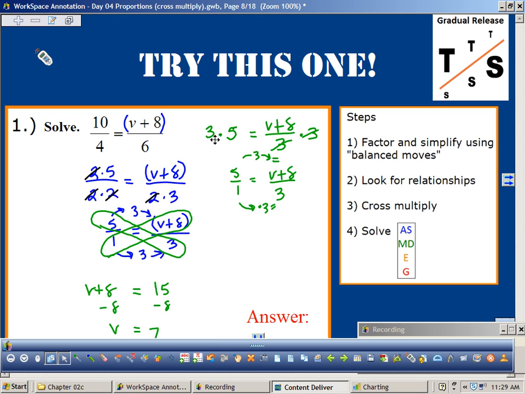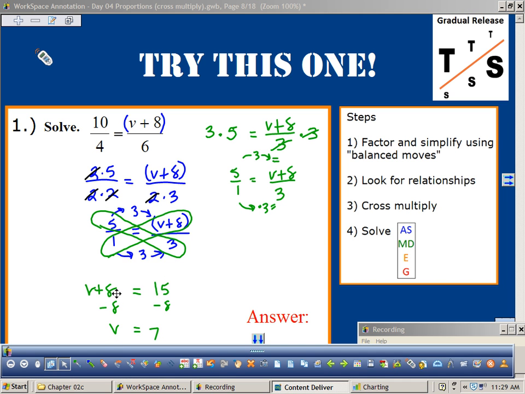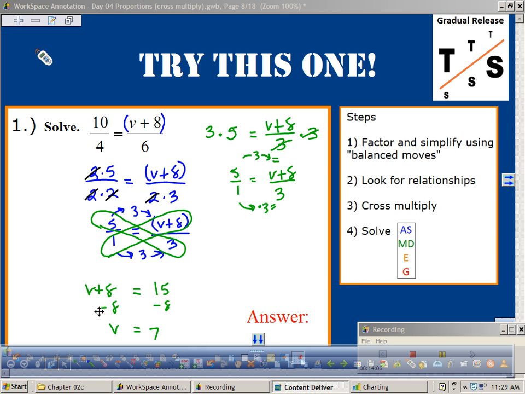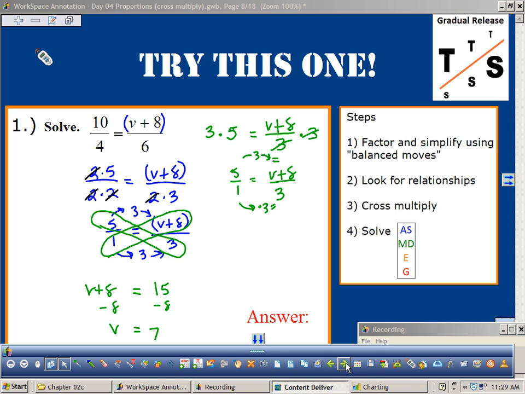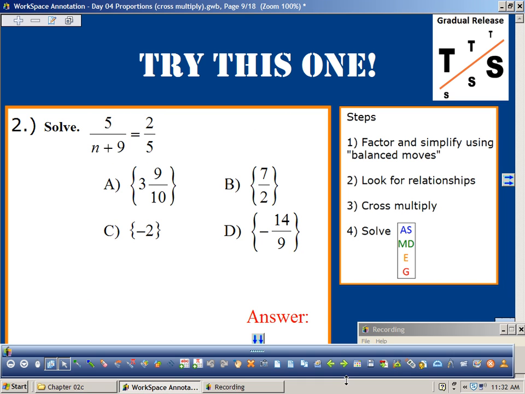5 times 3 equals v plus 8. No matter which way you do it, you're still going to get the same thing. It'll come to you. We'll do more practice, okay? Try this one.